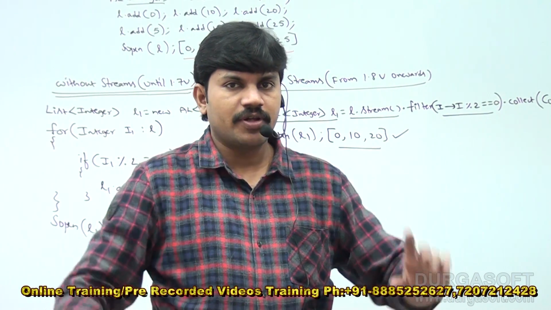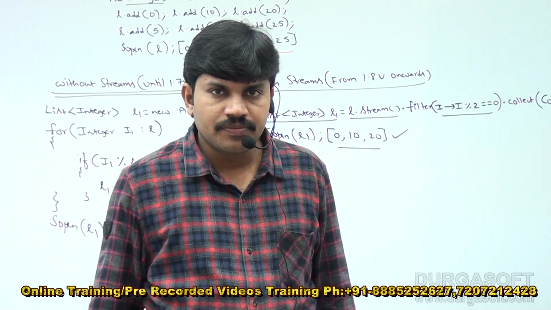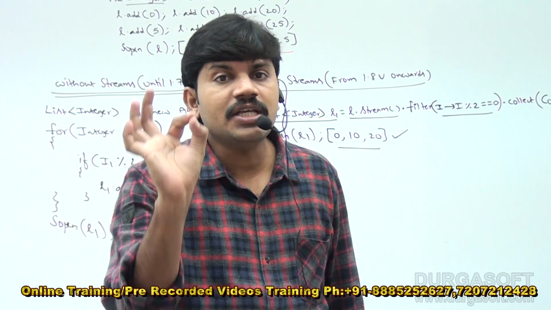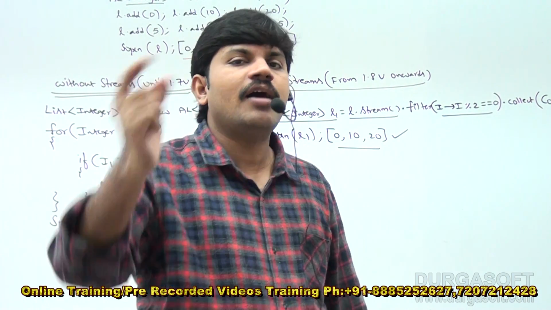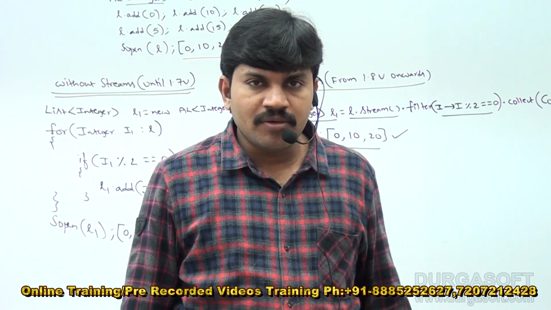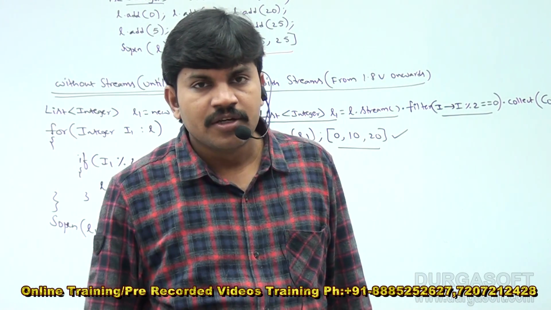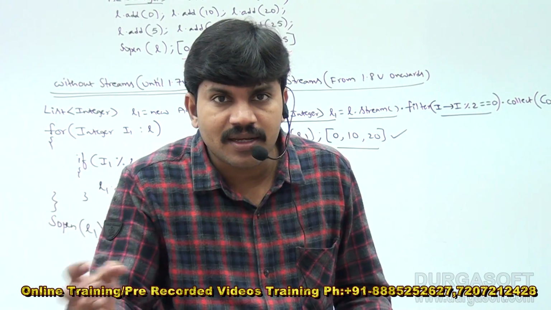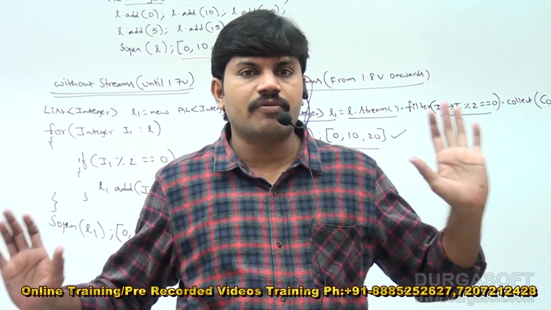Suppose my requirement is, in the collection, there are some integers. I want a new collection object where each element is the double value of the original collection. In the original collection 5 is there, now in this collection 10 should be there. In the original collection 7 is there, in the result collection 14 should be there. Just double its value. That's about my requirement, right?